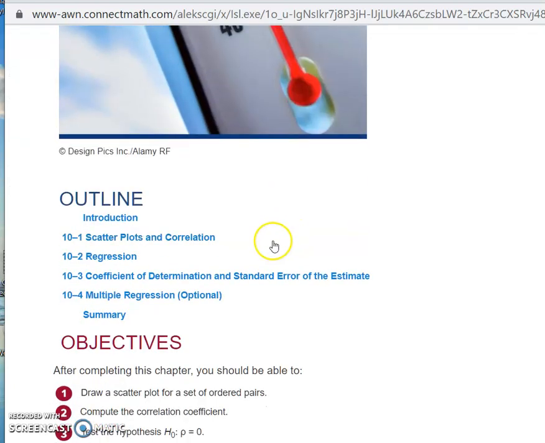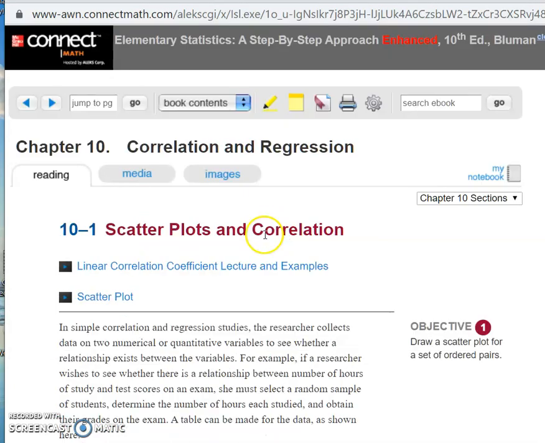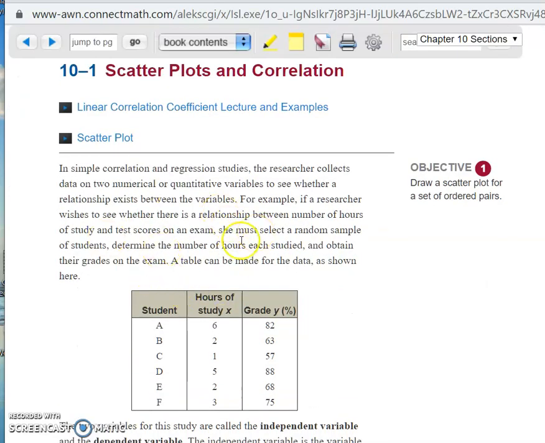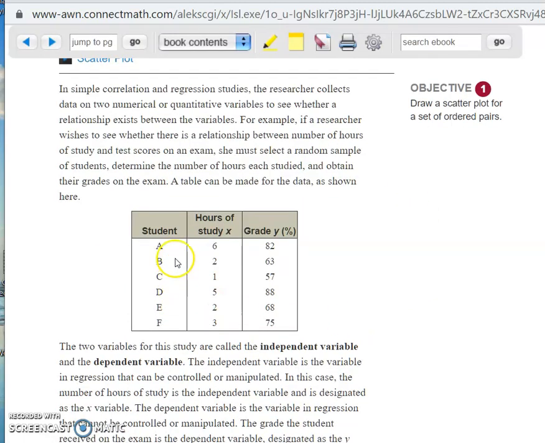Okay, correlation and regression. First section here, scatter plots and correlation. I'll let you read this, but it's a very simple concept. We want to see if there's a relationship between something, like number of hours of study and the test scores. So you have these students here. You gather the information, number of hours that they study, and what kind of a grade they get on the final exam or what have you.